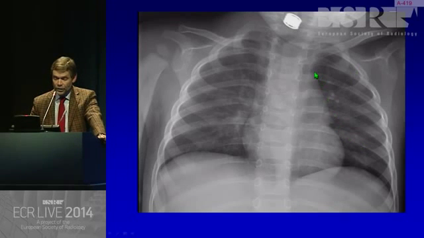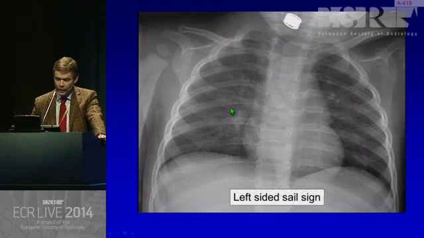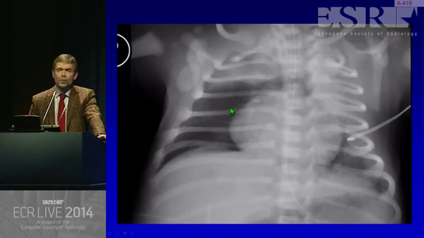Again, a sail sign on the left side. It also exists on the left side. This is our famous kinking again. So this is completely normal. And sometimes we see something like this in very young children. It looks like this. This is thymus.